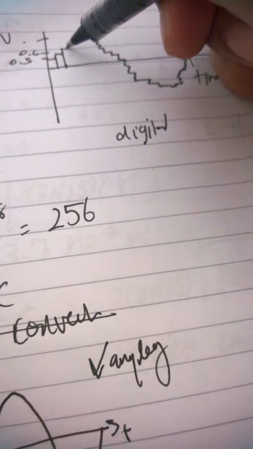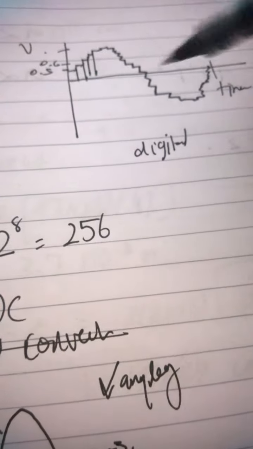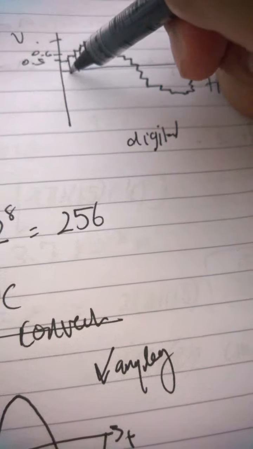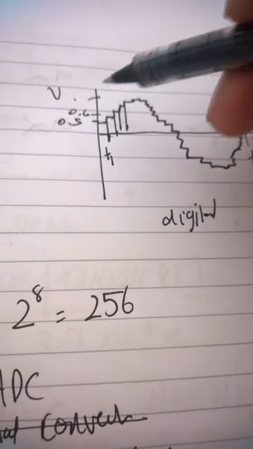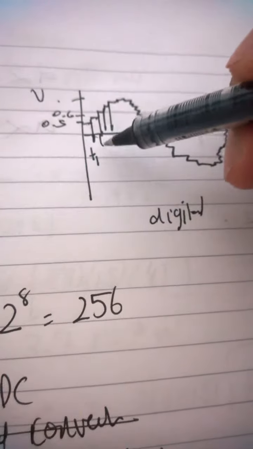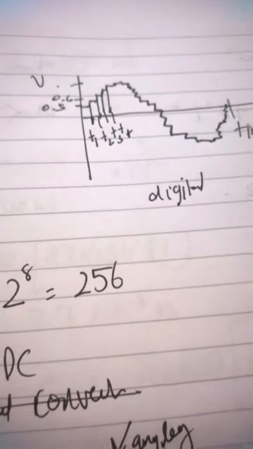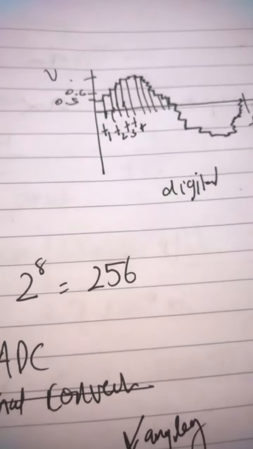The vertical bars show us the times at which the sampling has taken place. So if we find out the time period between each, T1 is the time when the first sampling took place, T2 is the second, T3 is the third, and so on and so forth. Okay, so there you have it.